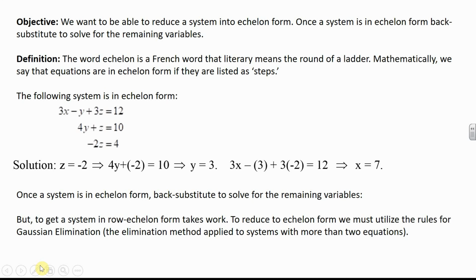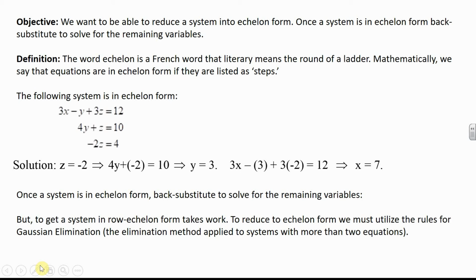Now here's my method. We want to be able to reduce a system into what's called echelon form. I give the definition for echelon, which is basically just a stair-step pattern. Now, this example that I give here, 3x minus y plus 3z equal to 12, 4y plus z equal to 10, negative 2z equal to 4, that's what's called already in the echelon form. What that means is, if I can reduce a system that has three unknowns and three equations to something that looks like this, then I can solve. That's our goal.